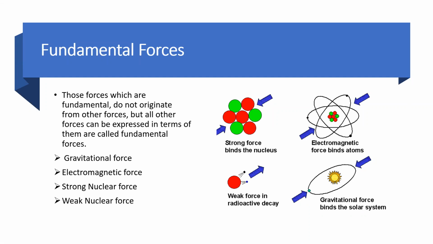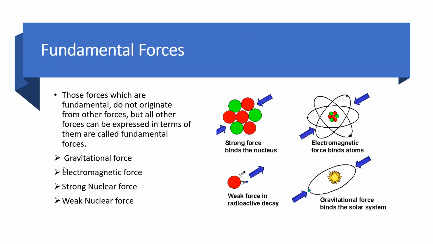So mass, length and time are three quantities which are fundamental, which means many other quantities can be expressed in terms of them. For example, speed can be expressed as length by time, right? Force can be expressed as mass into acceleration, which is mass into length by time square. So these are the fundamental quantities in terms of which all other physical quantities can be expressed. In the same way, all the forces in the universe can be expressed in terms of just four fundamental forces. So let us see what these four fundamental forces are.